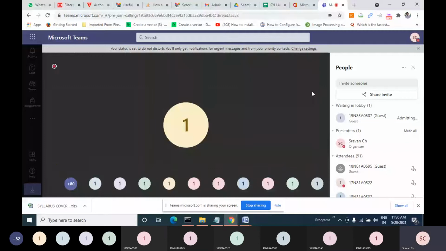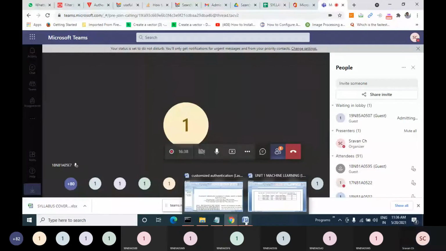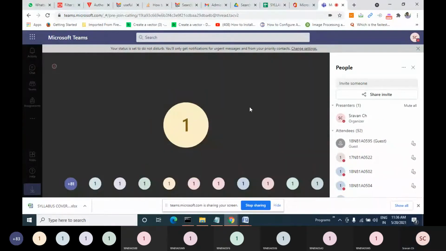Right. I think I'm audible, and my screen is also shared. I think the screen is visible. Right. So can anyone please respond? I'm audible.